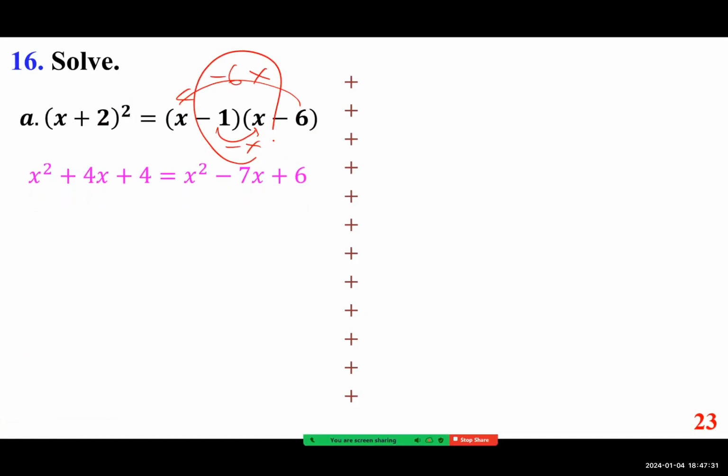We are going to drop the x squared from both sides because they're identical. We don't have to move them. This becomes positive 7x on the left. This becomes negative 4. 11x is 2. X becomes 2 over 11.